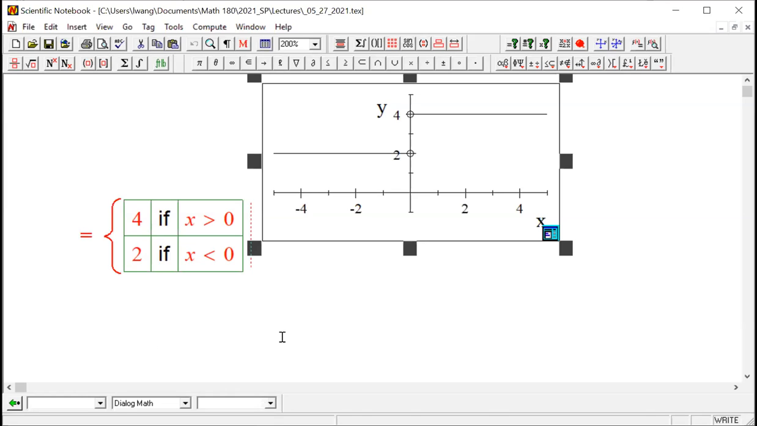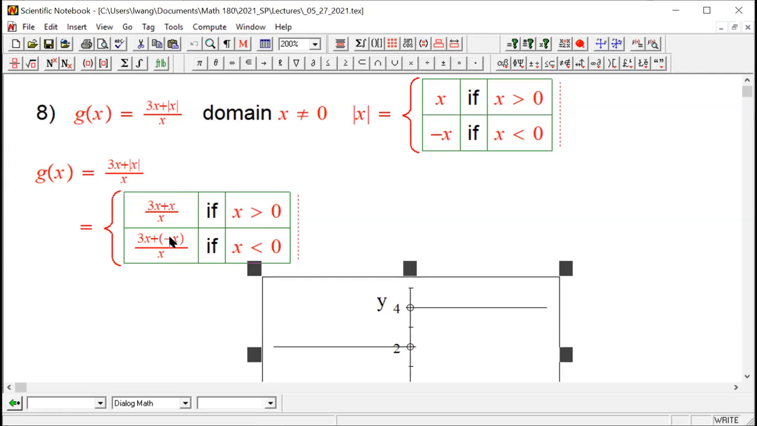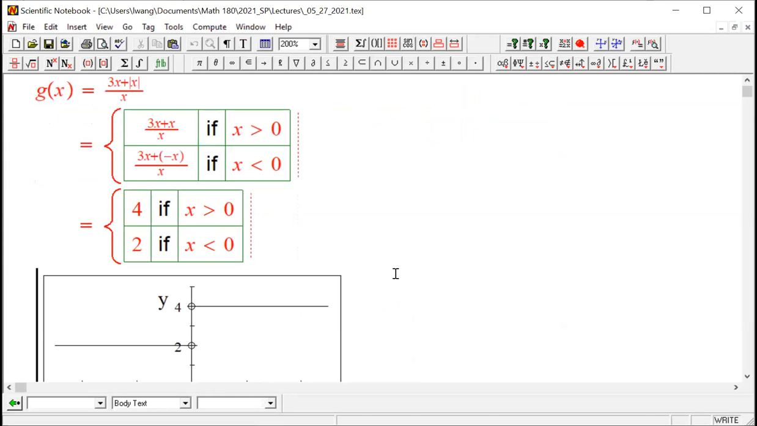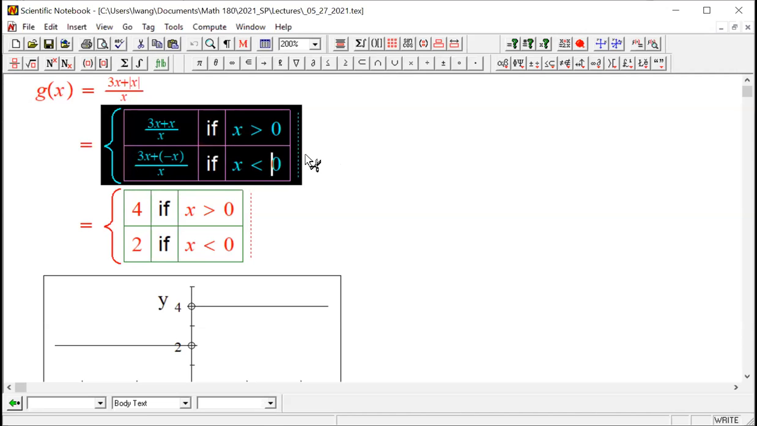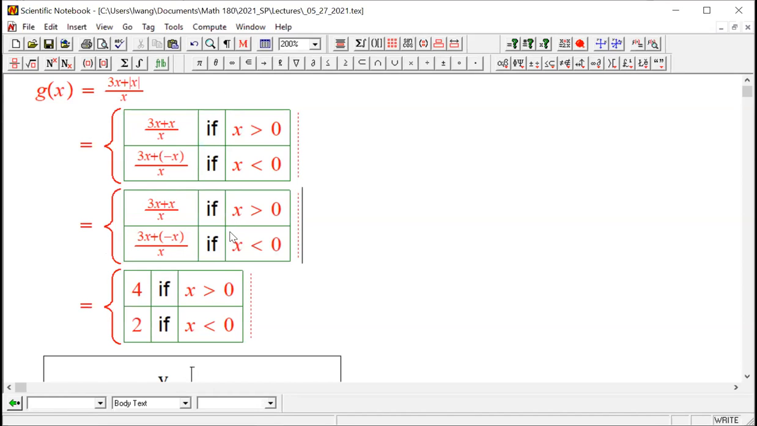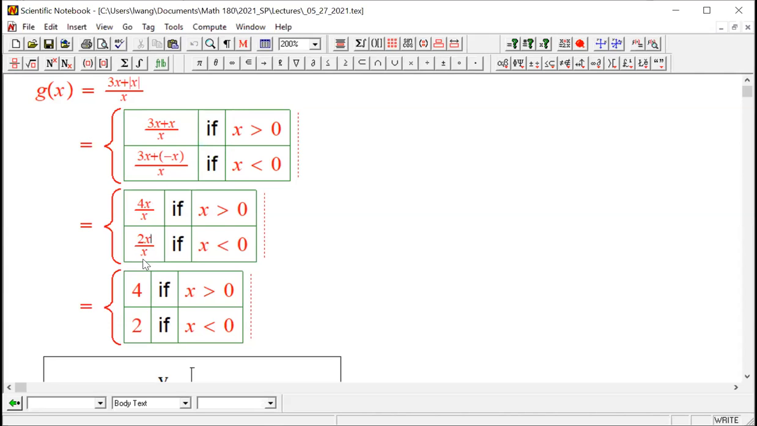How did I end up with the 4 and 2? I'm going to show you here, right? You got to this point. 3x plus x is 4x. 4x divided by x is 4, right? The x and x are reduced. 3x minus x is 2x. And 2x over x is 2. Yep. You see that? Thank you, Andy.